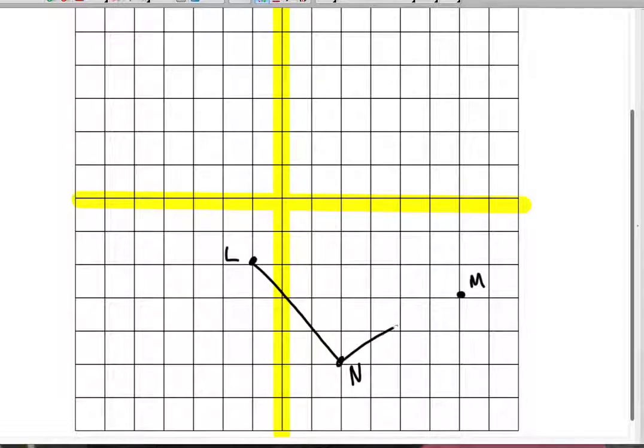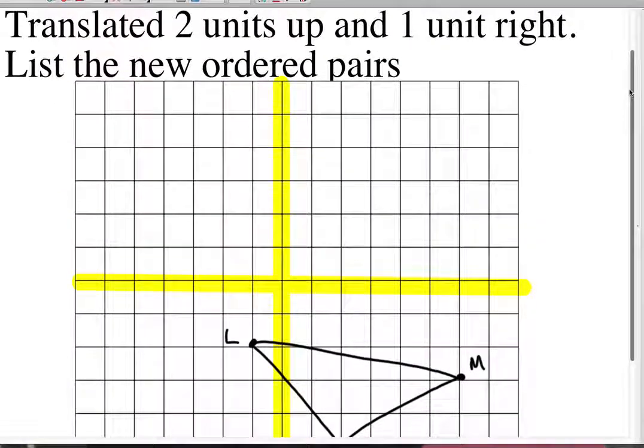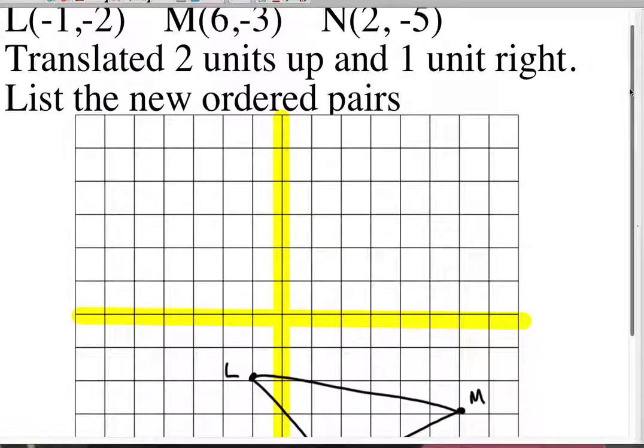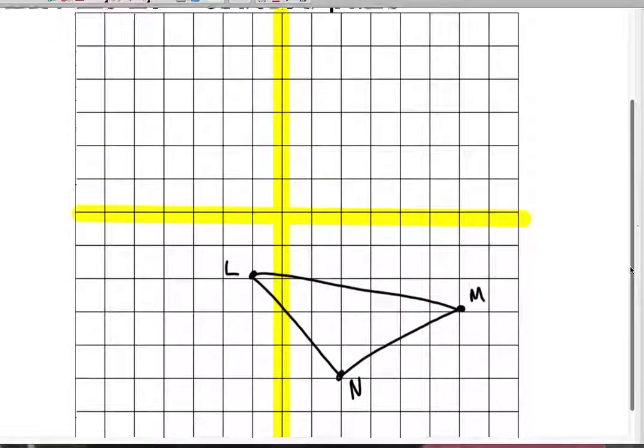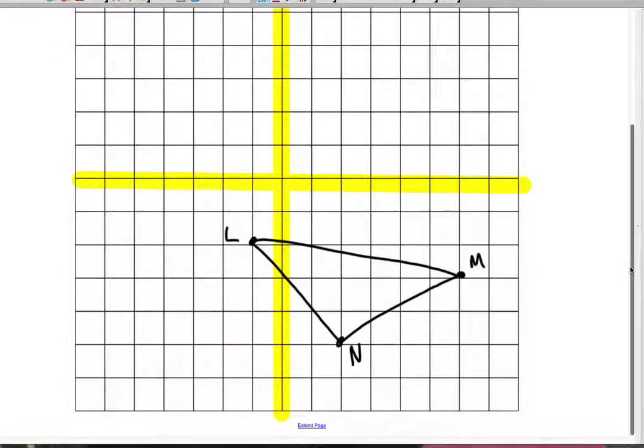Looks like this. Original figure. Now, I'm going to scroll back up so you can see. How are we supposed to move this guy? Up 2, 1 to the right. Everybody goes up 2, right 1. Ready? Let's start with L. Up 2, right 1. L prime.